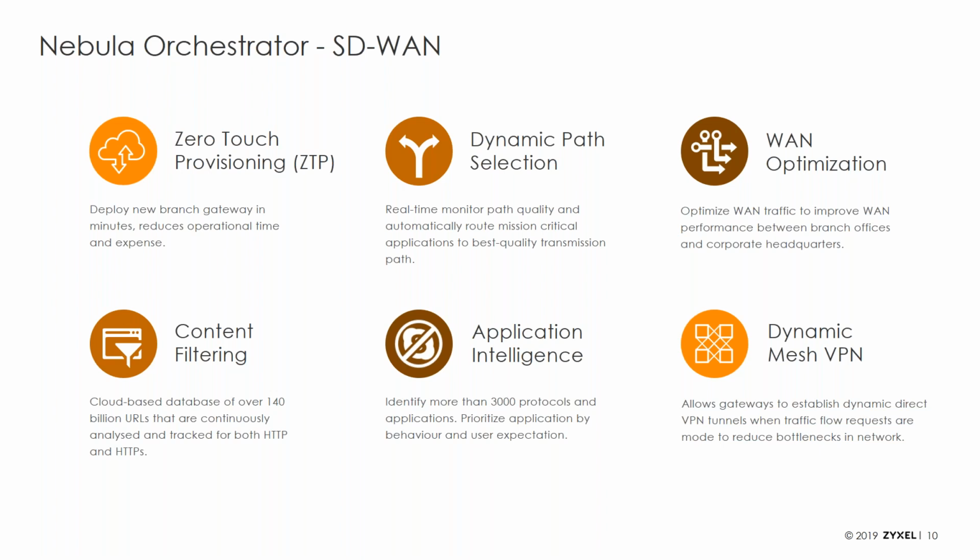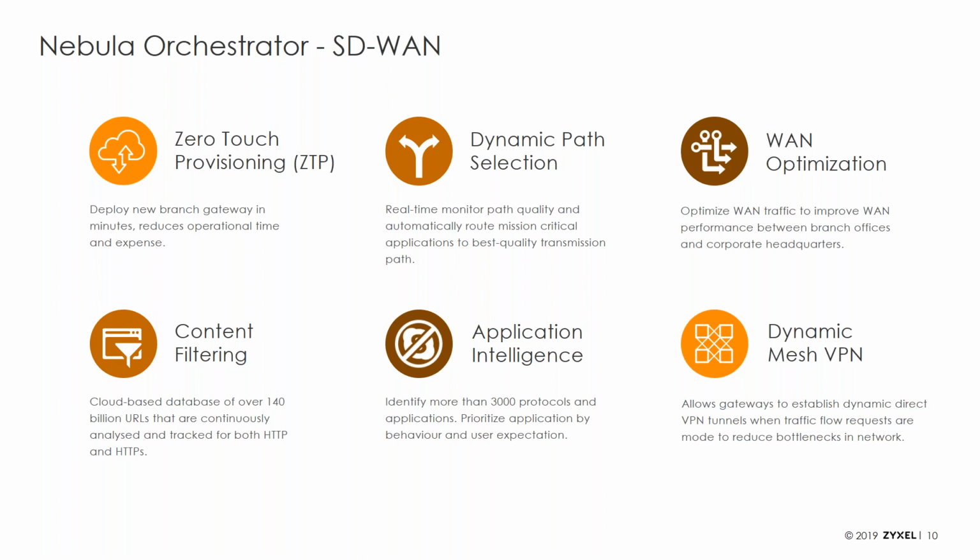Then we have dynamic path selection. So we can monitor the quality of the line, and then we can move accordingly. Also, we can do WAN optimization. That means that we replace the original TCP/IP with a much faster protocol, and that protocol can only be read by our firewalls to optimize the WAN connectivity. I will show you in a bit what it can bring you.